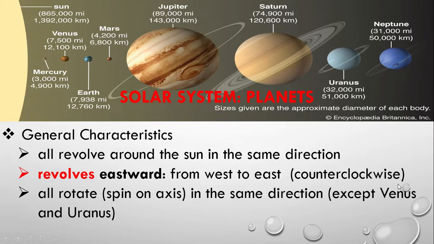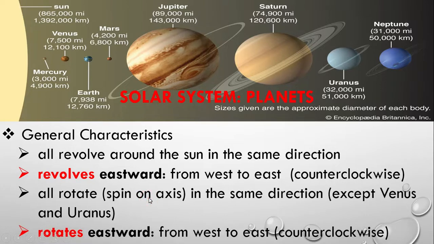Okay, we will try to explain later why the rotation of Venus and Uranus is reversed compared to the other planets. So the planets rotate eastward, from west to east. Okay? It is still counterclockwise. Again, with the exception of Venus and Uranus.